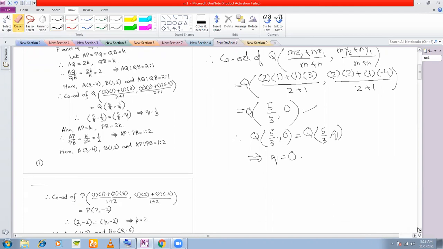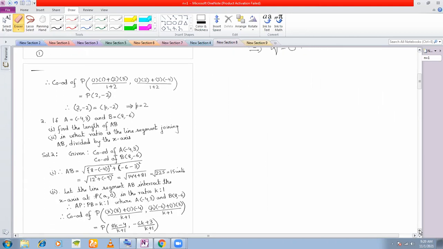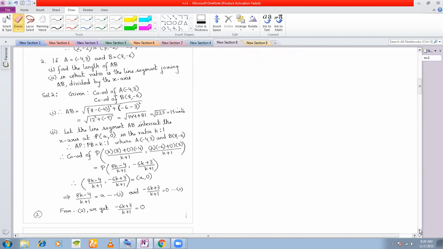We'll move to the next question then. Question is, if A is equal to (minus 4, 3), B is equal to (8, 6), find the length of AB. Now, the length of AB you can find out by distance formula. So let's use just a small revision of distance formula. So number 2, given A is equal to, although this notation is wrong, we don't write A is equal to this. Okay, but still, since it is given in the question, B is equal to (8, minus 6).